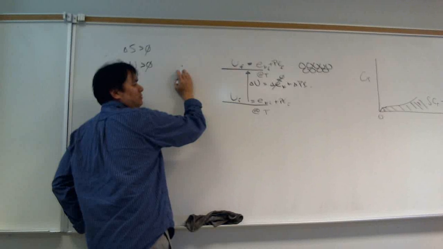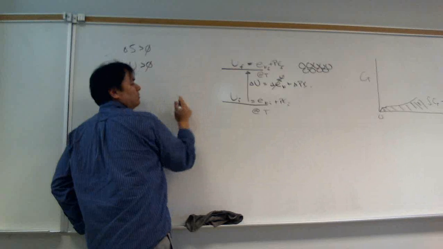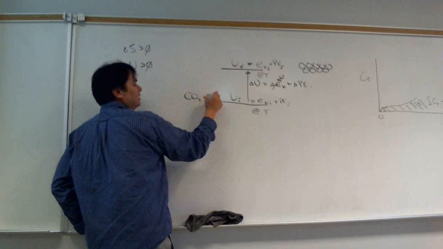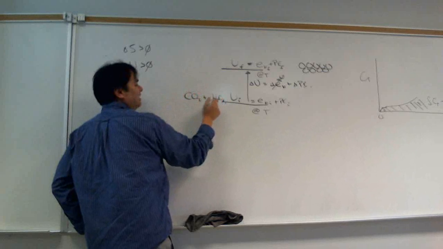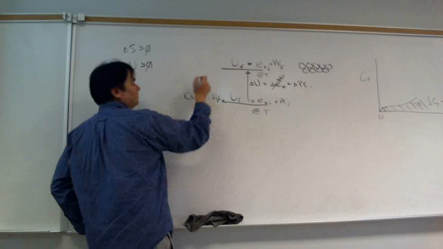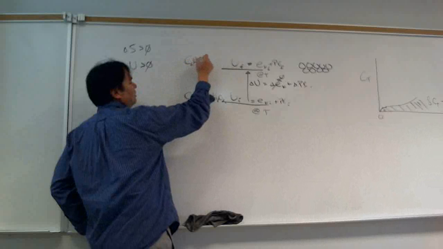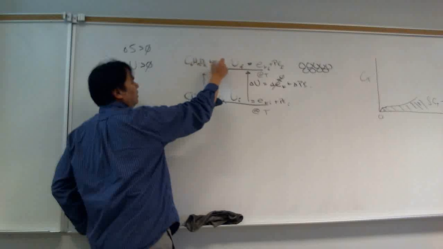We should use something like photosynthesis. How about that? Plants do what? They take CO2 and water. And what do they make? Well, let's make some glucose, C6H12O6, and oxygen.